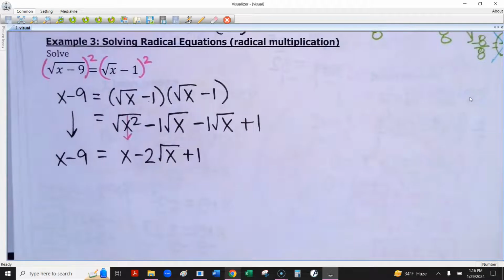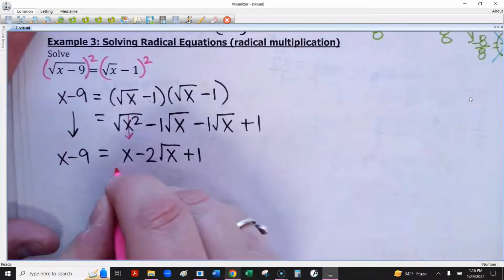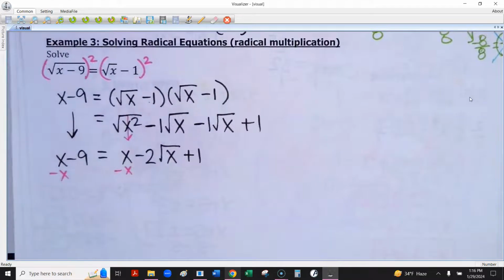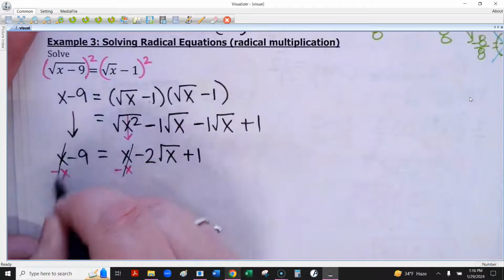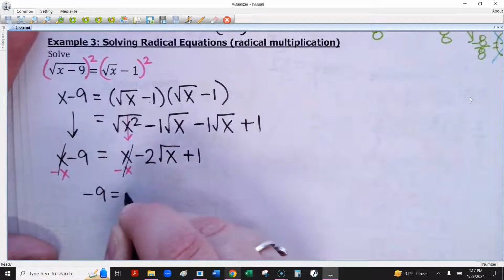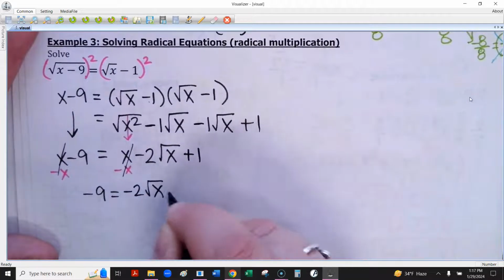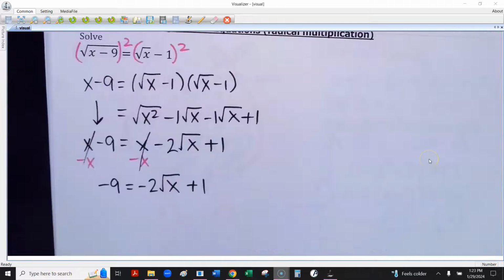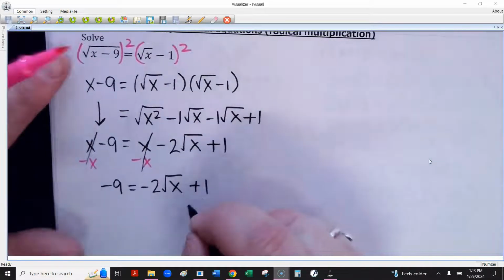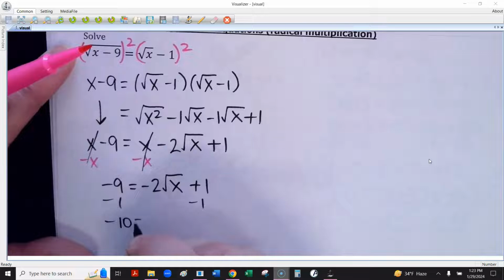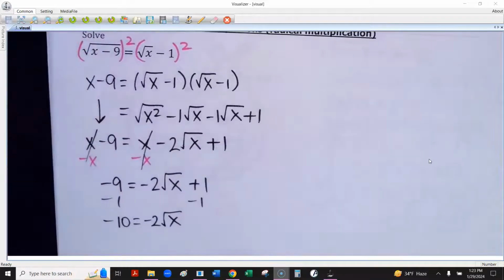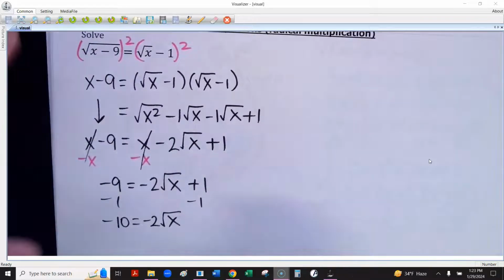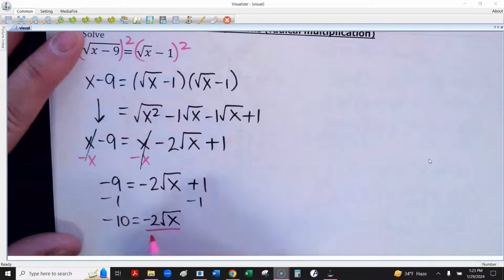Now, the nice part first here, this x and this x, if I try to get all my x's on one side, the plain x's I have there, those are going to cancel each other out. You're going to get negative 9 equals negative 2 times the square root of x plus 1. This turns into more of a radical equation like we were solving in the last lesson. So I'm going to go ahead and move the 1. So we get negative 10, negative 2 roots of x. And don't just go, oh, I've got a radical equal to a negative. No, no, no. Got to get it all by itself. So I'm going to divide by negative 2.